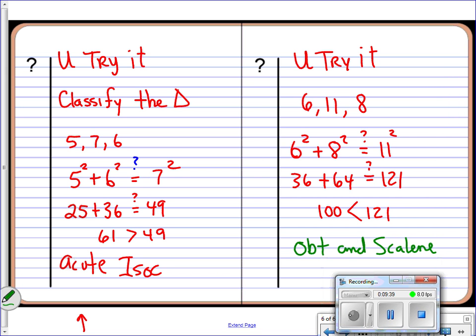All right, this is obtuse and scalene. Now let's just go back to the previous problem. I apologize. I made an error. This should have been scalene. Sorry about that. Scalene.